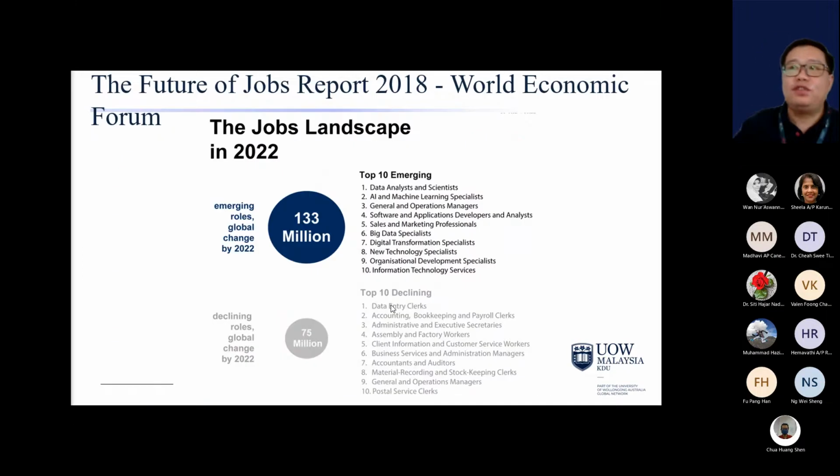Okay. Next, future of jobs report in 2018. Why I use this 2018? Because they forecast for 2022, this year, in 2020. So let's see whether reality or not. What in 2018 they already forecasted, today in 2022, is supposed to be the emerging jobs: data analysis, AI, machine learning, general and operations managers, sales and marketing personnel, software application, big data specialists. See, in 2018, they were forecasting.